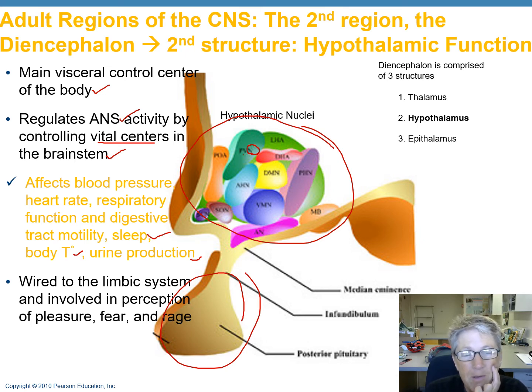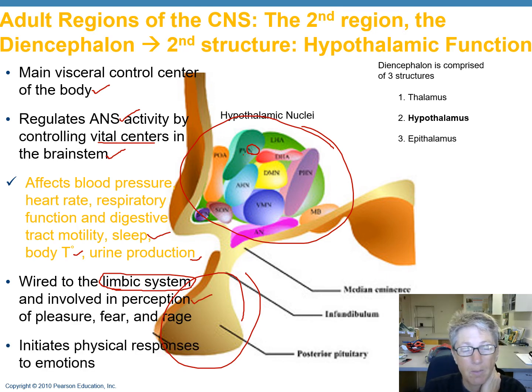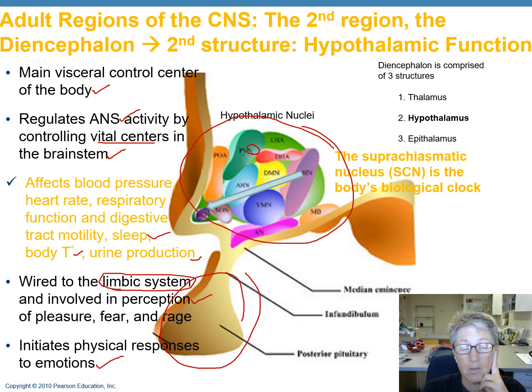The hypothalamus is wired to the limbic system. We'll talk about that later, but that's your emotional center. The hypothalamus is involved in how you personally perceive pleasure, fear, and rage. And the hypothalamus will initiate a physical response to emotion. So some people get so upset that they could, for example, vomit. But the hypothalamus initiates those physical responses.